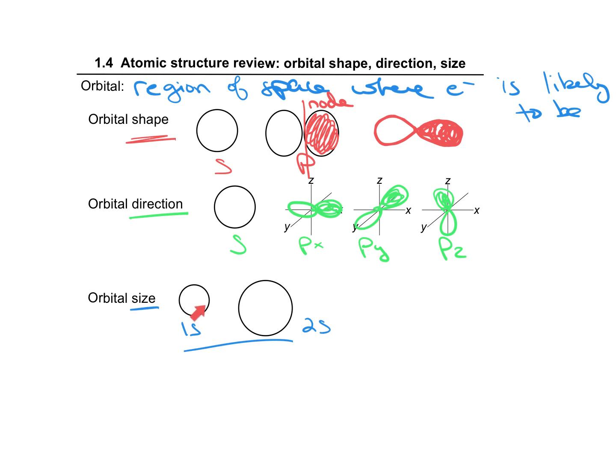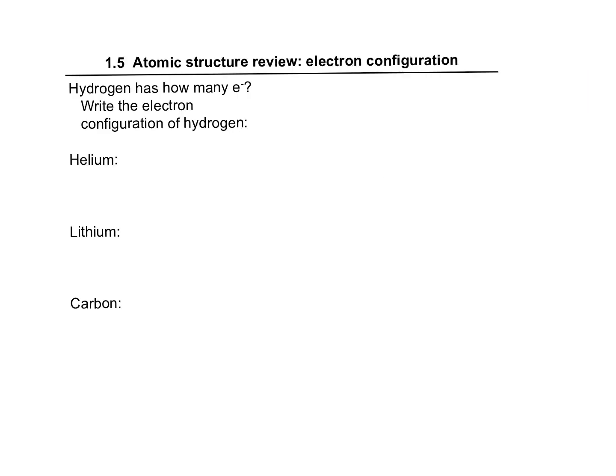So if we have electrons likely to be close to the nucleus, that is going to be more stable, which means it's going to be lower energy. If the electrons are held further away from the nucleus, that is going to be less stable or higher energy. As we continue to think about electrons, we want to focus on the electron configuration. We want to know how the electrons are organized.